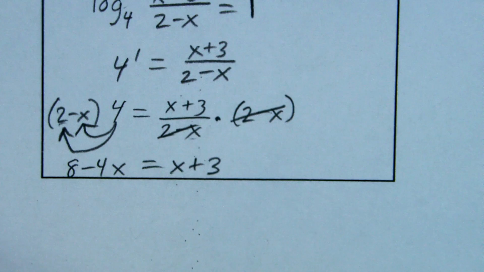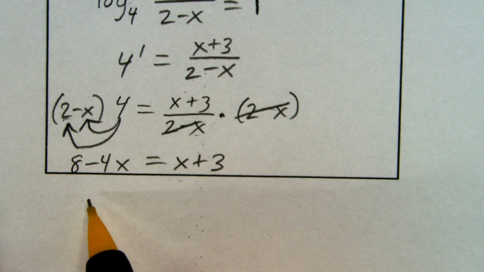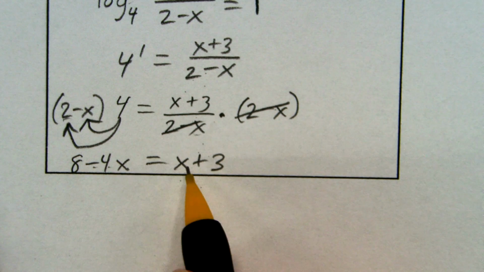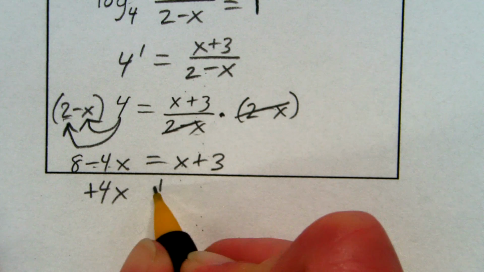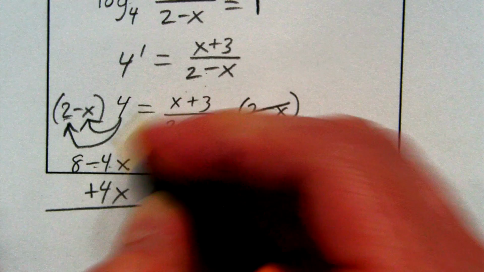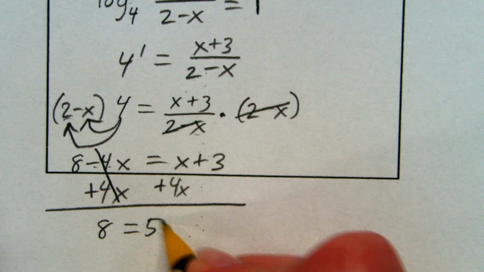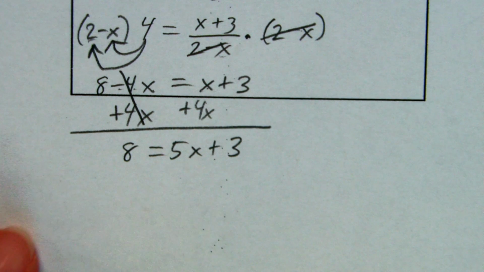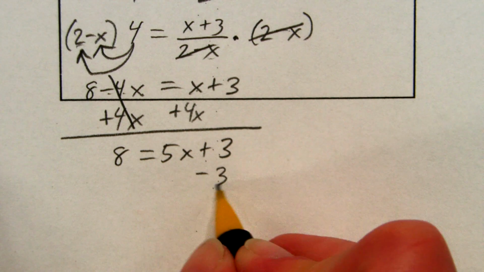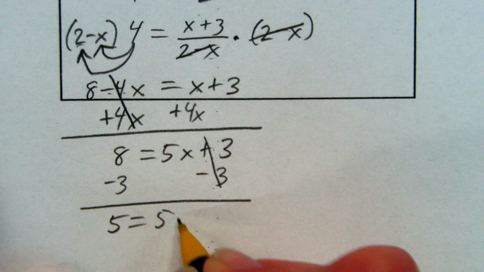And I'm at the bottom of the box, but that's okay. We'll just go outside the box. It'll be fine. So I've got minus 4x here, positive x here. I like to add more than I like to subtract, so I'm just going to add 4x to both sides. Get rid of that. So 8 equals, this would be 5x plus 3. It's getting simpler. Subtract 3 from both sides. We get 5 equals 5x.